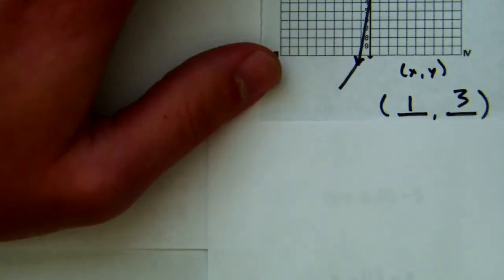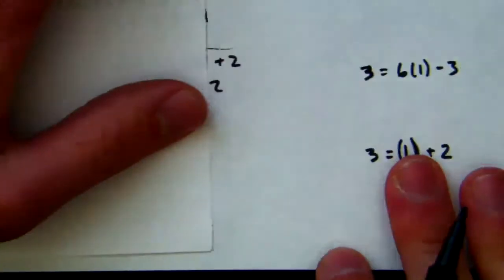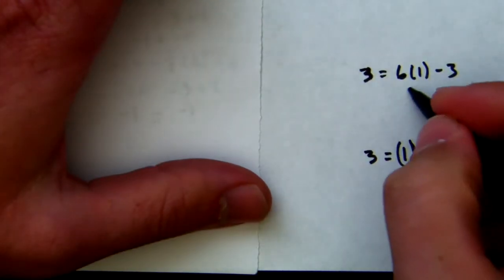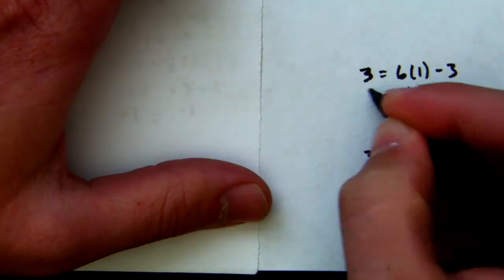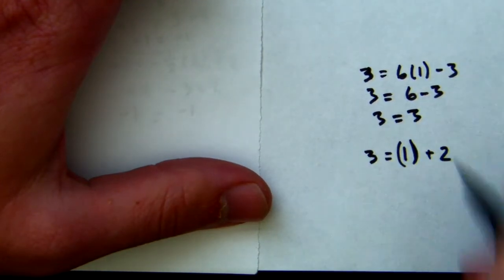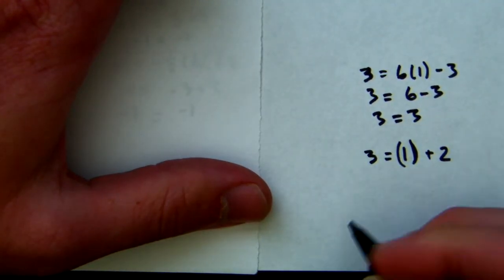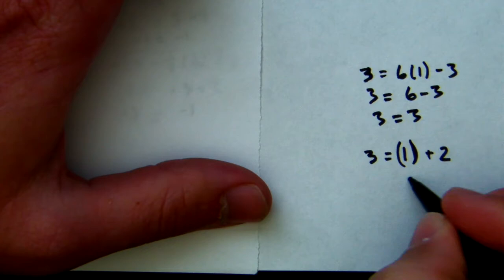Now I'm going to take the equations I've already solved for y. Look at this. Slide my paper up here. 6 times 1 is 6, minus 3. Guess what that equals? 3 equals 3. Then 1 plus 2 is just 3 equals 3. So we know that this equation checks out.